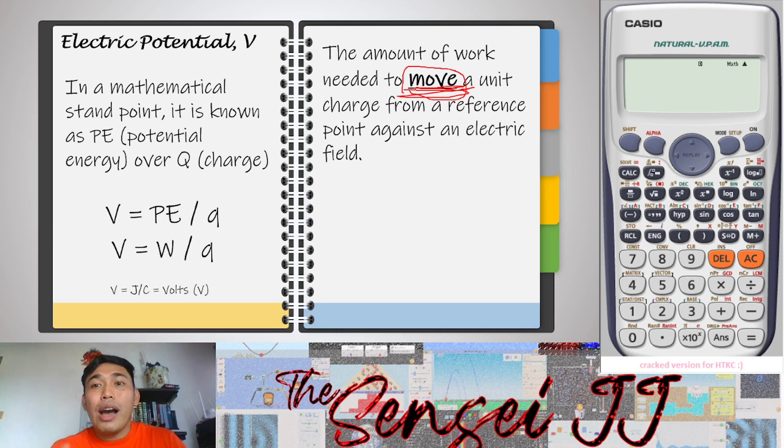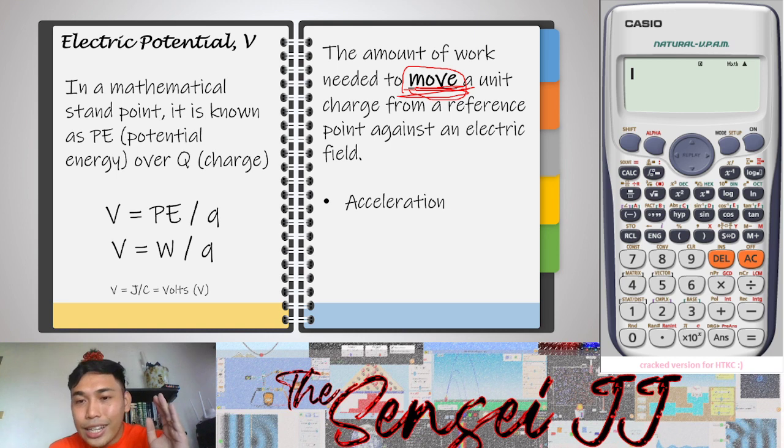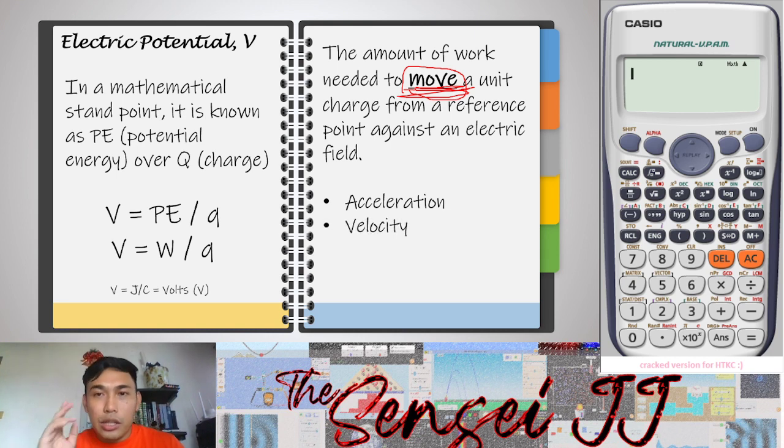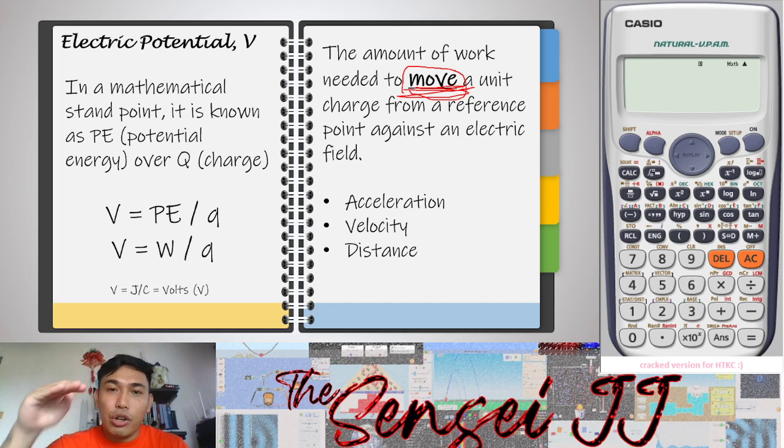Okay, so when we talk about movement or motion, we have components of motion. We have here the acceleration, we have velocity, and you guessed it right, we have the distance or the displacement. Wag ninyong kakalimutan yun guys. So basic physics 1, eto pa rin yung pagdadaanan natin: acceleration, velocity, and distance.